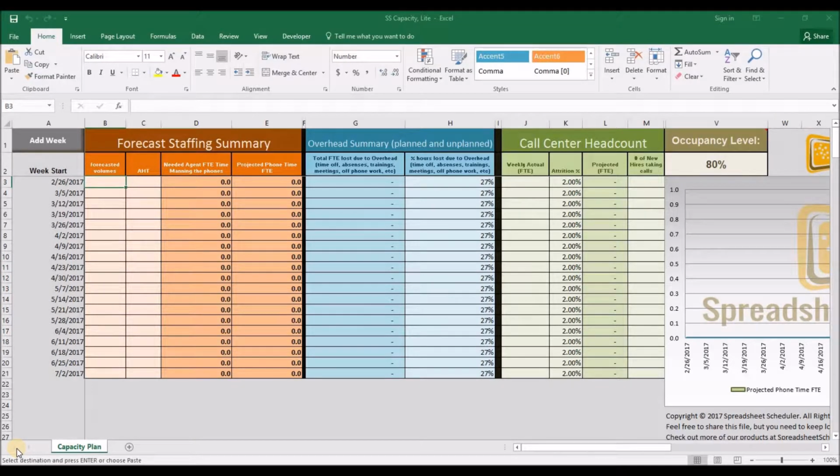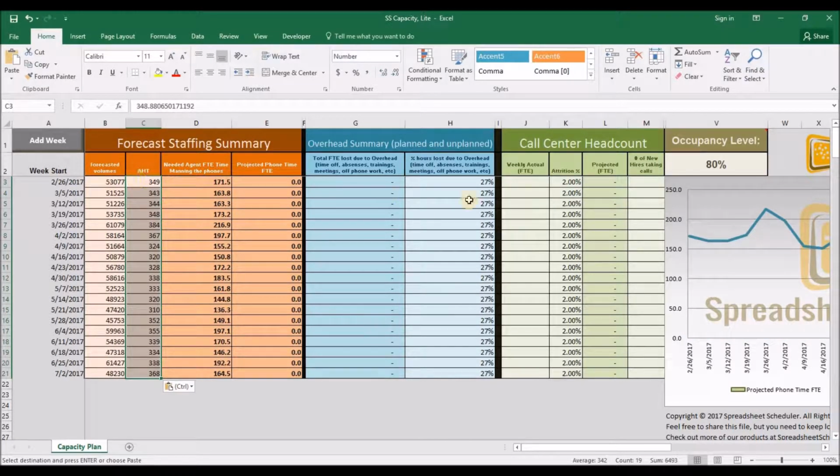The light version of SS Capacity is a long-term capacity plan that allows you to easily compile your weekly forecasted call volumes, average handle times, and shrinkage numbers to create a visual plan of when you need to hire and when you can plan extra off-the-phone activities.